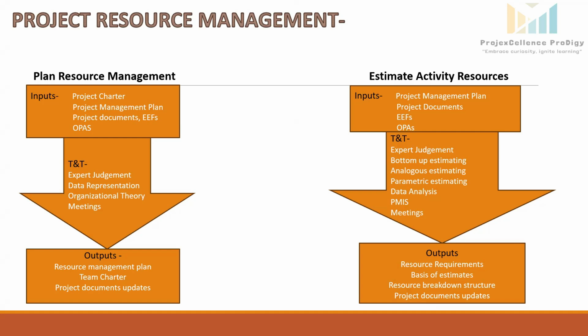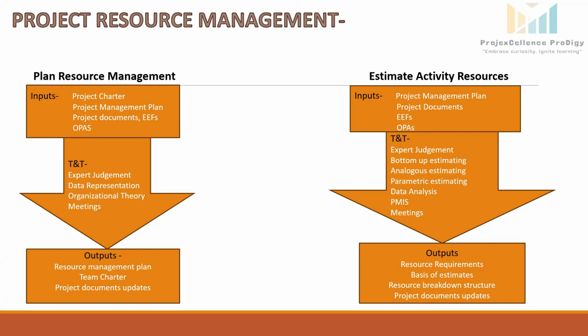Also, we will refer to the scope baseline to get the details about project deliverables and requirements. Project documents: we will follow the activity list, activity attributes, assumption log, and a very important document, the resource calendar, which indicates the availability of personnel and equipment. EEFs, for example: do we have certified and skilled electricians available in the region where our project is being installed, and how will the weather conditions be? All this information will influence the estimate activity process. OPAs: we can refer to historical data from a previous project to estimate the resources.